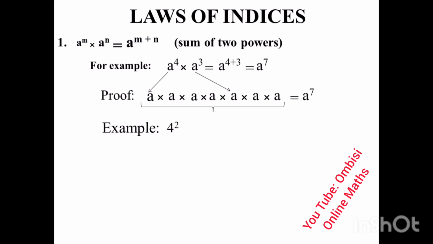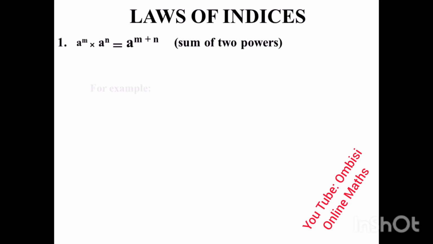For example, if you have 4 squared or 4 raised to the power of 2, being multiplied by 4 raised to the power of 3, this translates to 4 raised to the power of 2 plus 3, which translates to 4 raised to 5, and 4 raised to 5 translates to 1024.